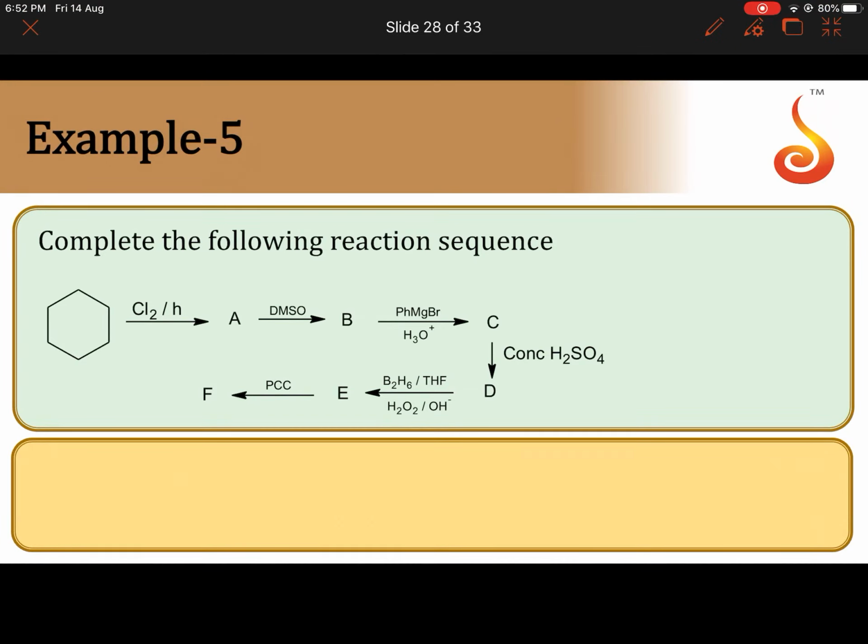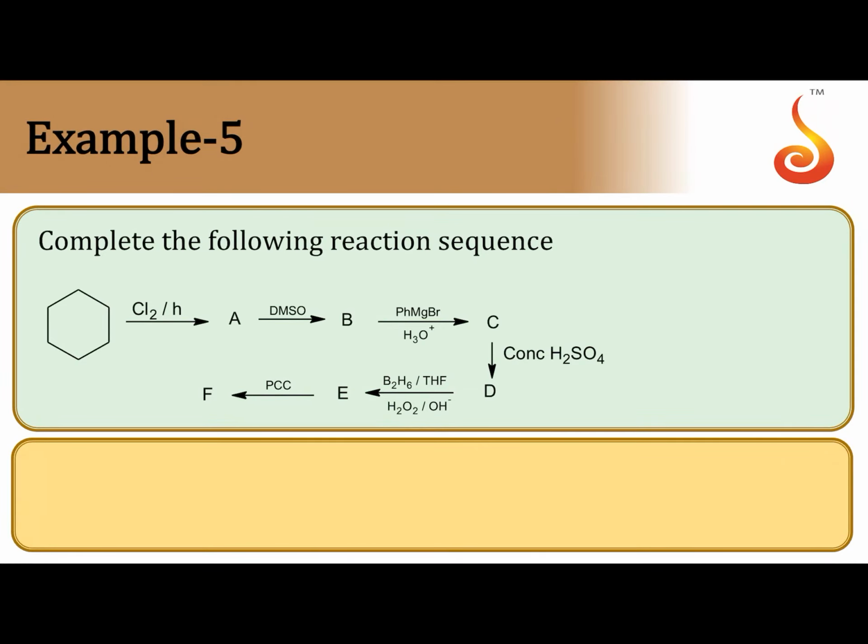Complete the following reaction sequence. So this type of questions are very important, roadmap questions. Chlorine in the presence of sunlight provides chlorine free radical. Free radical substitution reaction takes place. On cyclohexane, chlorine is attached.